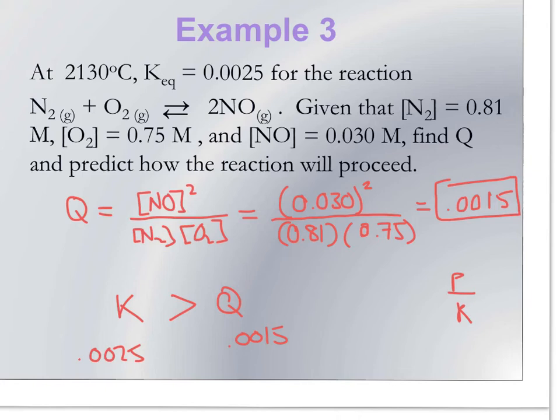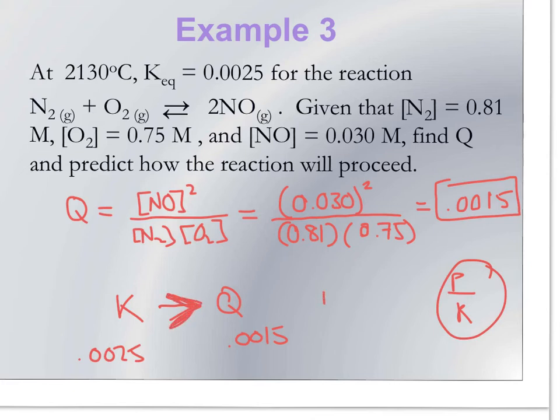Another way to do it, one of my friends that teaches chemistry shared this little tip with me. She said if you put K before Q and you write the inequality, it is the direction. It's like an arrow to show you which way it's proceeding. So K is greater than Q. See how this looks like an arrow going that way to the right? So that means it proceeds to the right. So three different ways. Memorize it, think through the ratio, or use the direction of your inequality here.